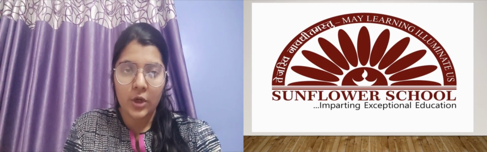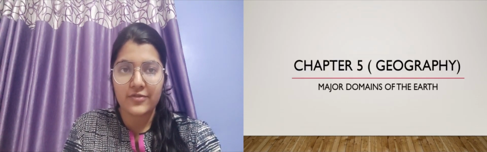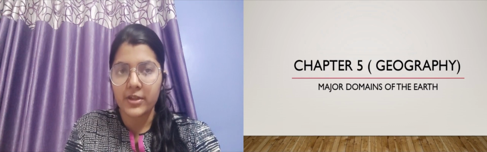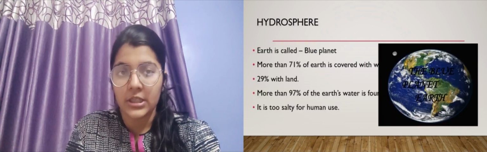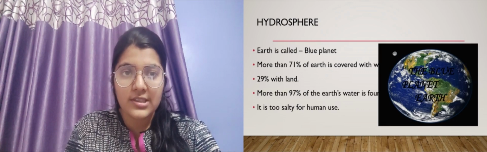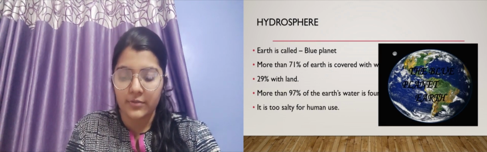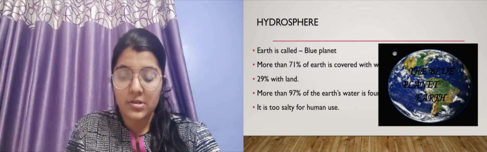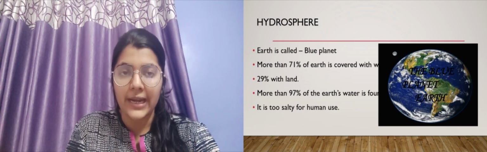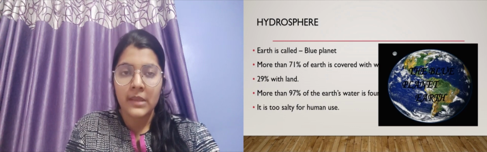So, now today we are going to start with the second part of this chapter, that is major domains of the earth. So, now let us start with the next part, which is hydrosphere. From the word hydro itself, you can understand that it means water. The earth is called the blue planet. More than 71% of the earth is covered with water and 29% is with land.